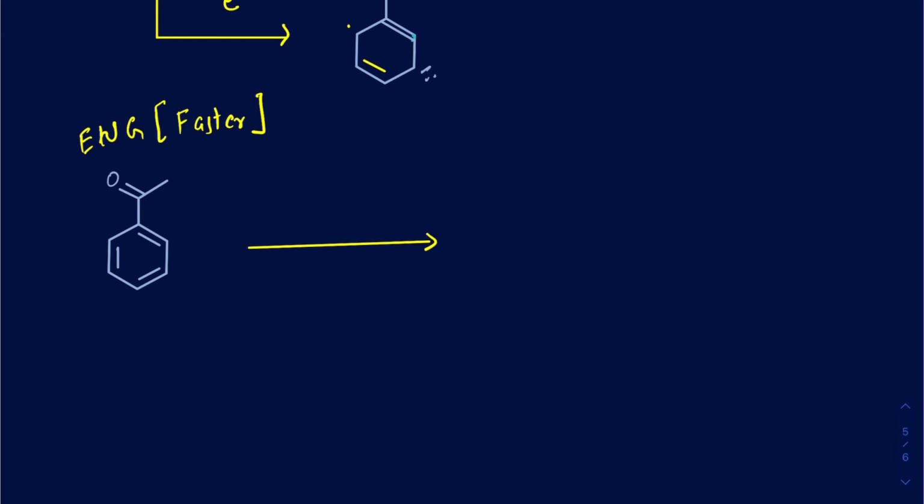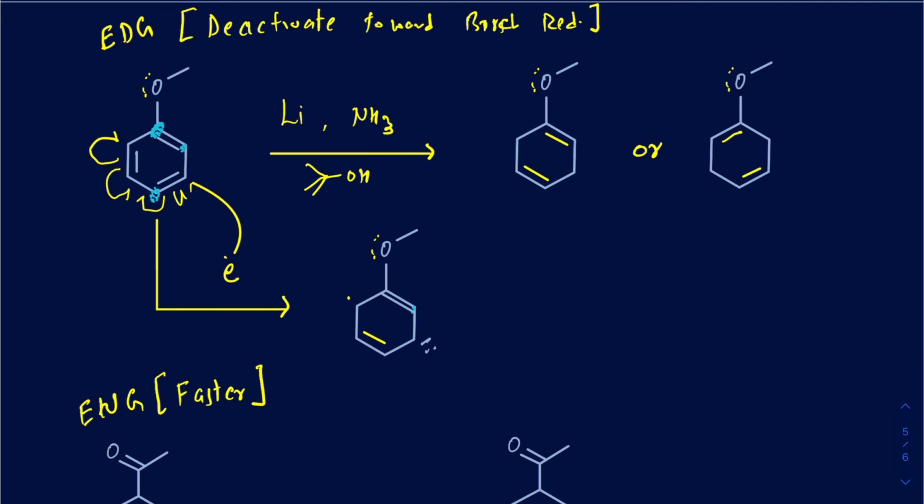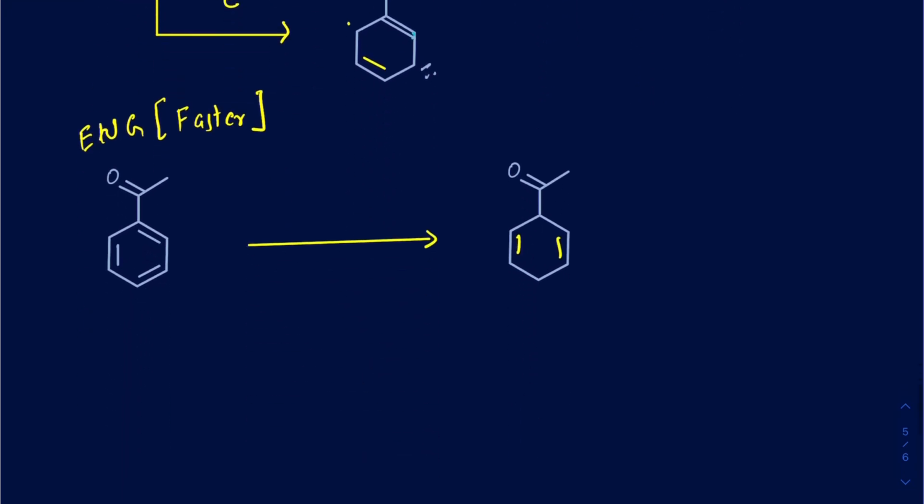So when you have that, you will actually be reducing the site that has the electron withdrawing group attached. So instead, you're going to have the double bonds on the other positions. So make sure you know the regioselectivity, where to place the double bonds when you reduce, when the ring has either the electron donating group or electron withdrawing groups.